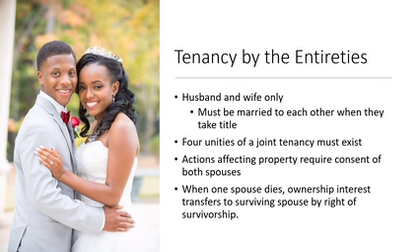Tenancy by the entireties, that's for husband and wife only, and they must be married to each other when they take title. It has the four unities of joint tenancy: PIT, possession, interest, time, and title. Actions affecting the property require the consent of both spouses, unlike joint tenancy. When one spouse dies, ownership interest transfers to the surviving spouse by right of survivorship.